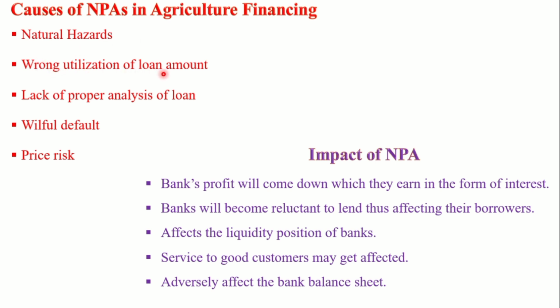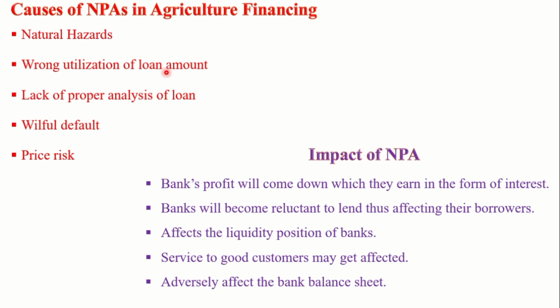Wrong utilization of loan amount. Most of the time farmers are not utilizing the borrowed amount for that specific purpose. That's why wrong utilization of the loan amount may be one of the causes for higher non-performing assets in case of agriculture financing.